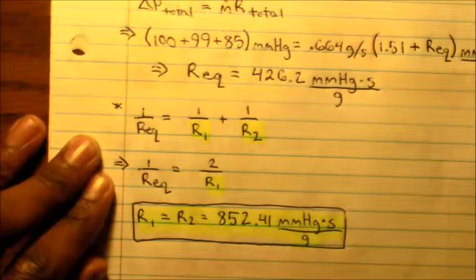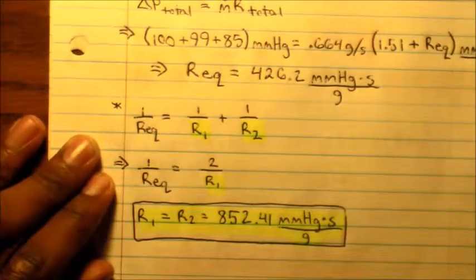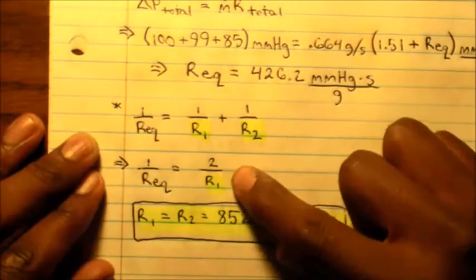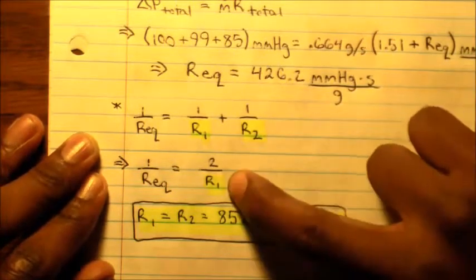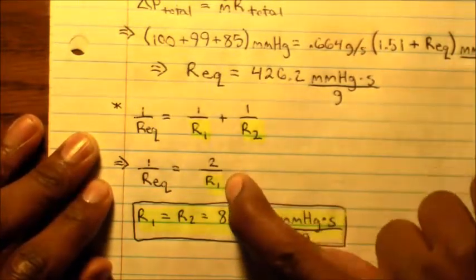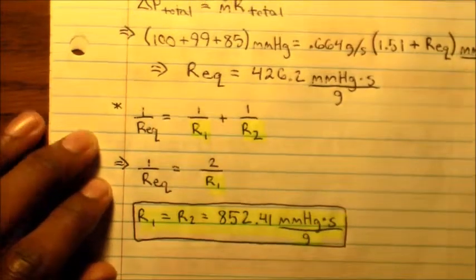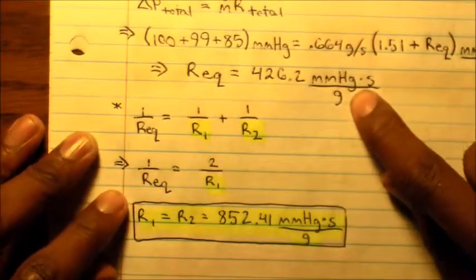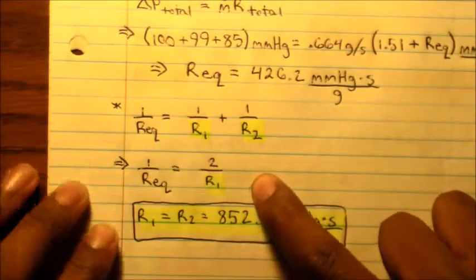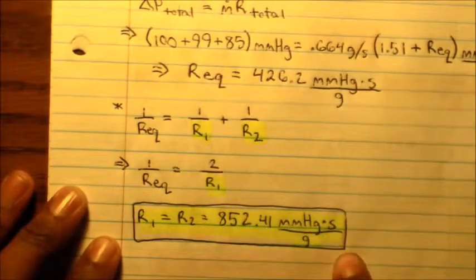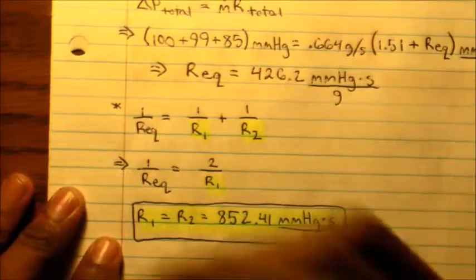And you can do this because, as given in the problem statement, R1 is equal to R2. And that's because the flow through the coronary arteries is the same. So you can simplify this expression and say R1 and R2 are equal and just write them as 2 over R1 equals 1 over R equivalent. And since we already solved for R equivalent earlier, R1 would be 2 times R equivalent. And that gives us the solution for part A.